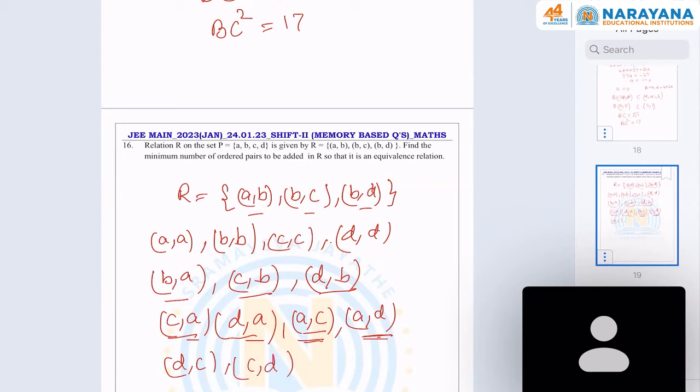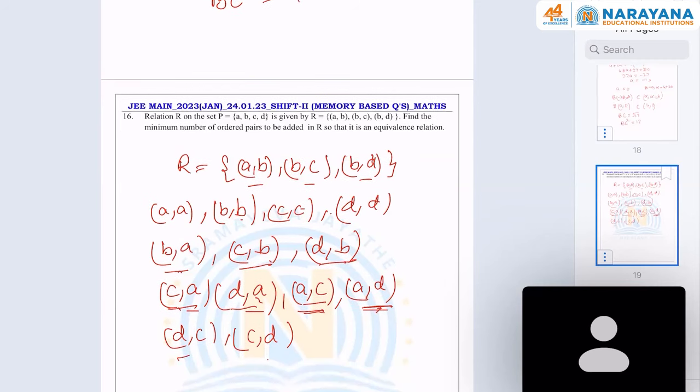Now it is a reflexive relation, it is a symmetric relation, it is a transitive relation also. So how many ordered pairs I added? 1, 2, 3, 4, 5, 6, 7, 8, 9, 10, 11, 12, 13. So 13 ordered pairs I added to make it an equivalence relation. So here the answer is 13.